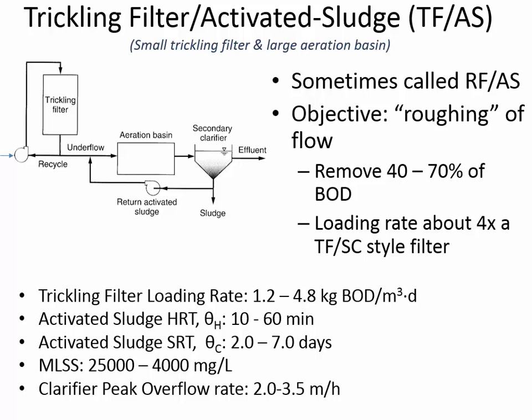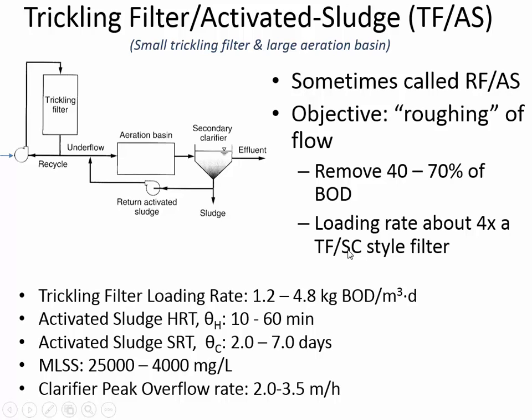flip side of that is having a small trickling filter and a large aeration basin. And so that's trickling filter activated sludge. And in the case of the trickling filter, it is just going to be a rough removal of BOD, and then the majority of BOD removal is happening in the aeration basin, along with the possibility of nutrient removal. 4 times the loading rate through the trickling filter compared to trickling filter solids contact.